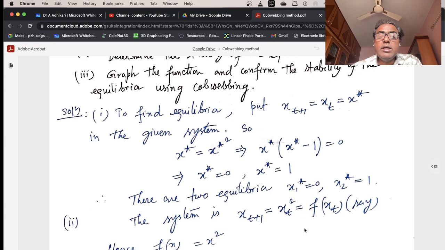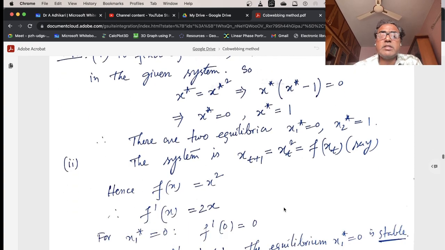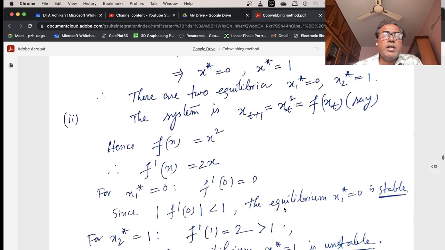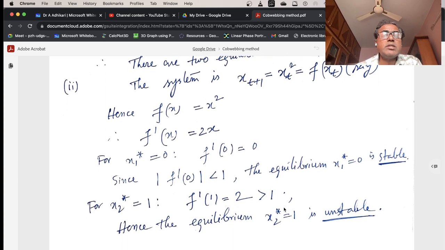And the system is x_{t+1} equal to x_t squared equal to f(x_t). So f(x) equal to x squared. Then by calculus, f'(x) equal to 2x, and for the equilibrium point x1 star equal to 0, f'(0) equal to 0. Since the modulus of f'(0) is less than 1, the equilibrium x1 star equal to 0 is a stable equilibrium point. So the trivial equilibrium is stable. And for the equilibrium x2 star equal to 1, f'(1) equal to 2, obviously greater than 1. Hence, x2 star is an unstable equilibrium.